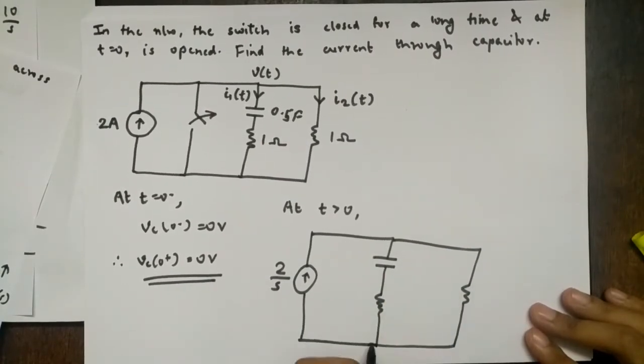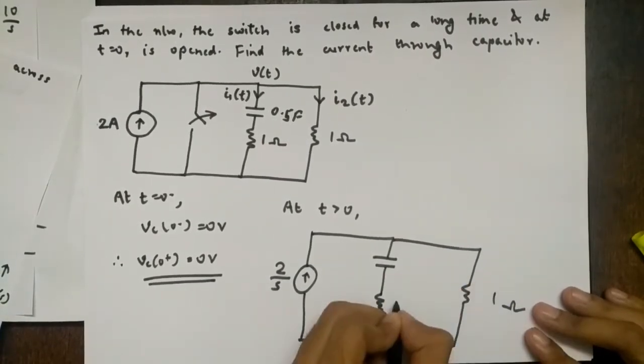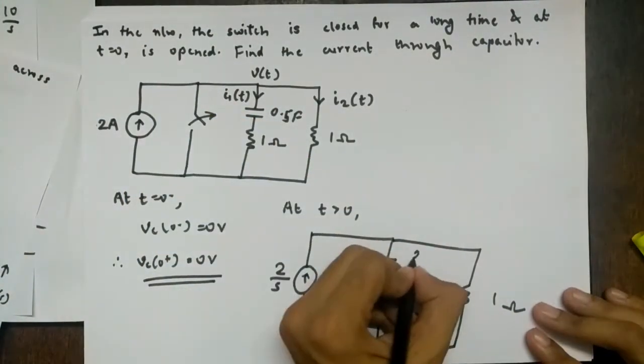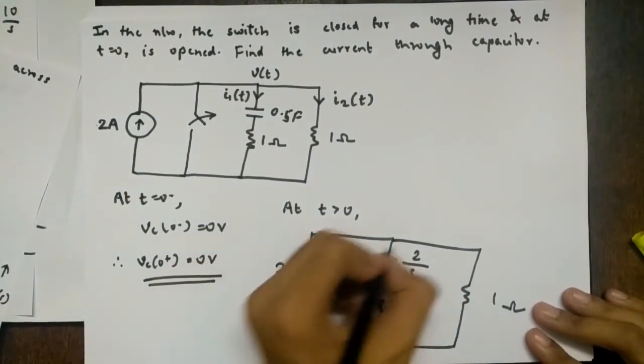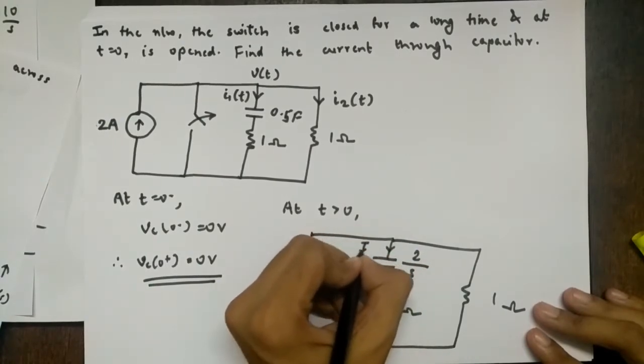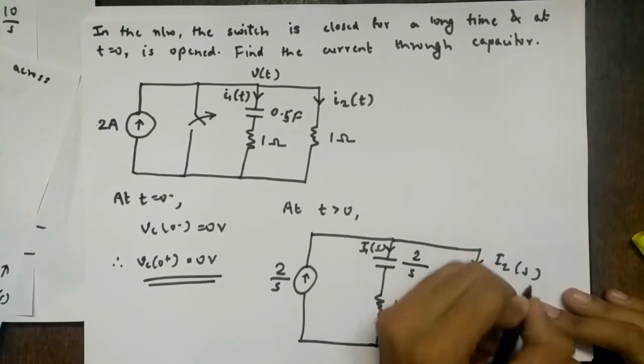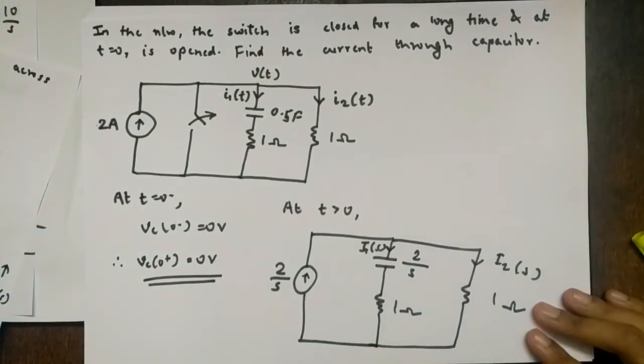So this will be our simple circuit. This is 1 ohm, 1 ohm. This will be what? 1 by 0.5 s, so 1 by 0.5 is 2, so 2 by s. And this is given as I1 of s. This is given as I2 of s. Correct? Have I missed anything?